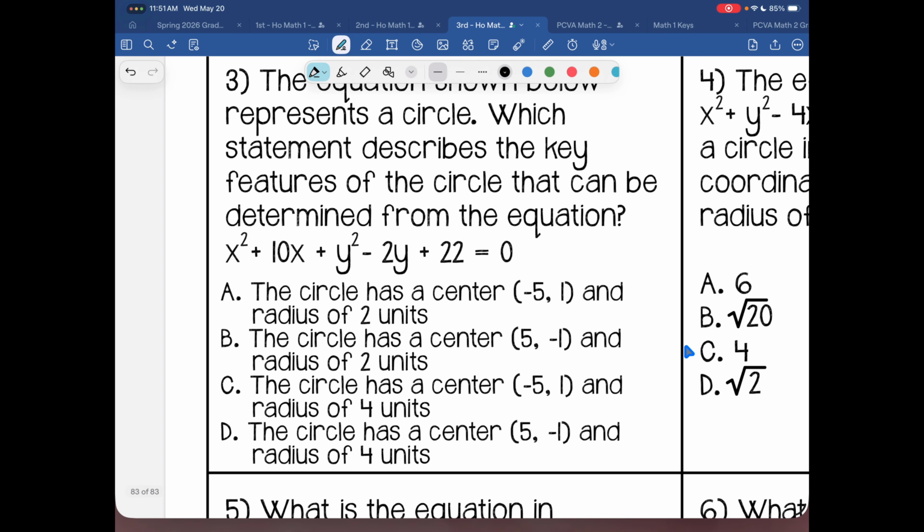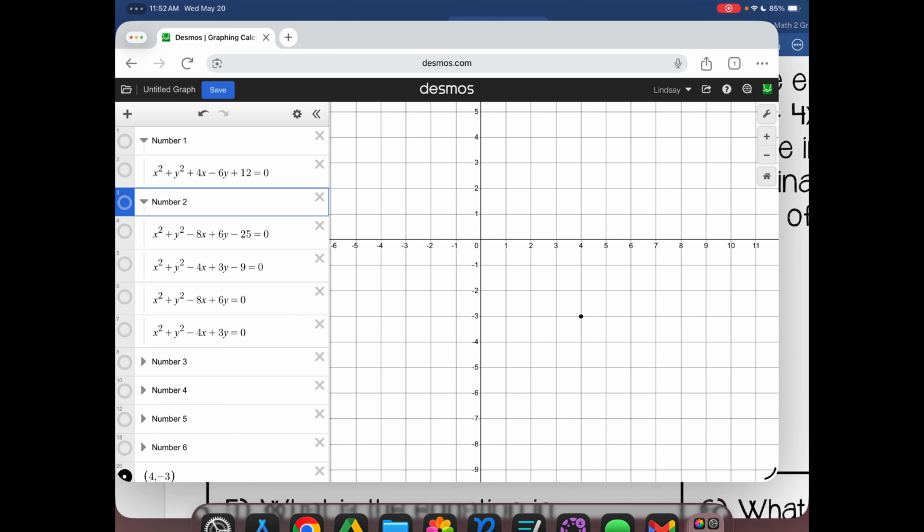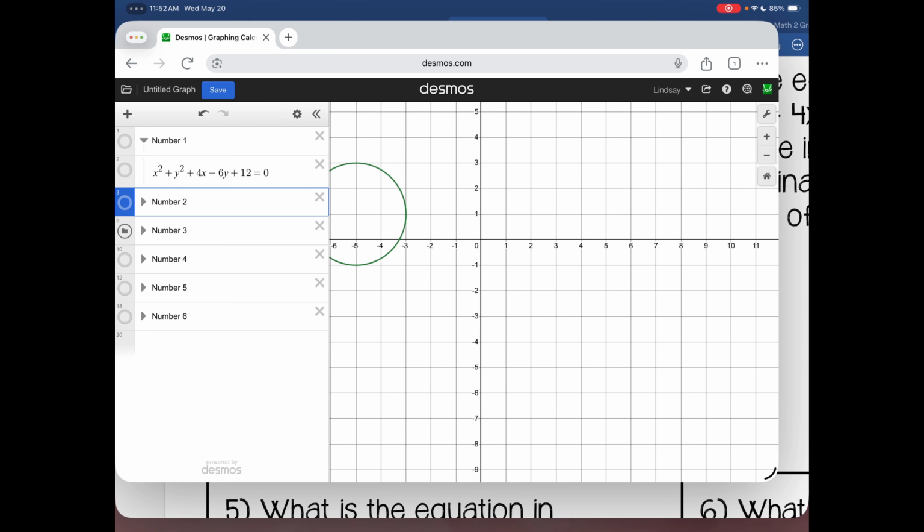All right, so for number 3, they give us another standard form of a circle, and they want to know which of these statements is true. So we have the center, and we have a radius of 2 and 4. So if I have a radius of 2 and 4, I'm going to turn those back off, and I'm going to look at number 3.